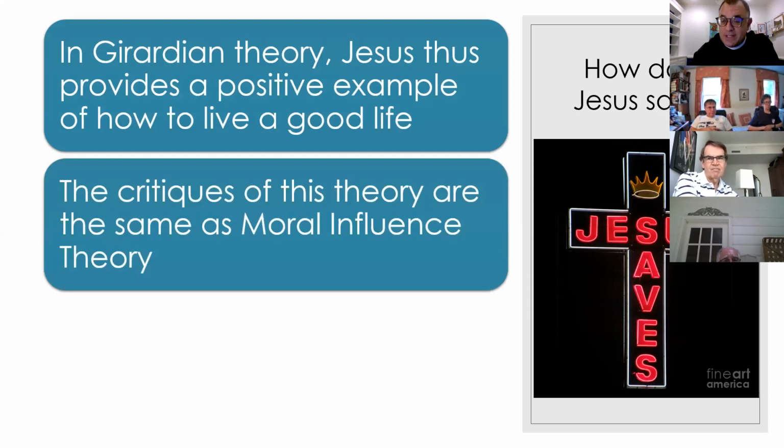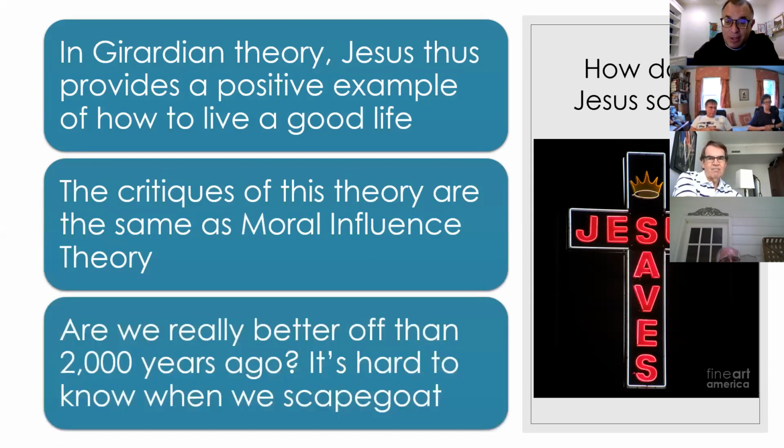So the critiques of this theory, though, are much the same as moral influence theory. Are we really better off than 2,000 years ago? It's hard to know when we scapegoat someone too, right? I mean, it's easy for us to point and say that person over there is scapegoating someone, but when we get frustrated or lash out at someone who is innocent of the situation, we are not always good about seeing our own blind spots, our own scapegoats.